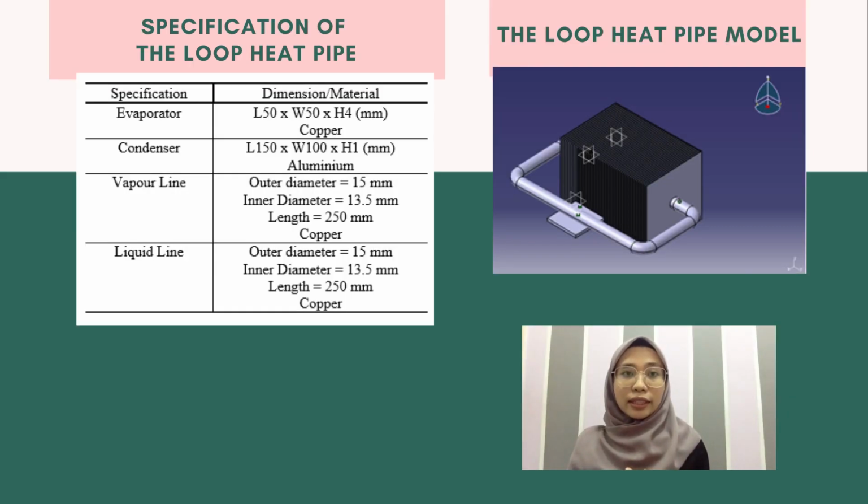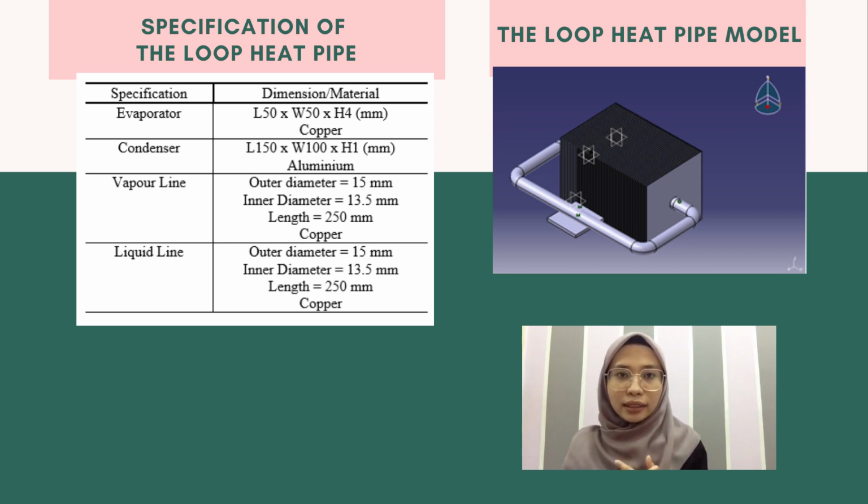So let's move to the interesting part, which is the mathematical modeling of the loop heat pipe. The table shows the specification of the loop heat pipe, and the figure shows the model of the loop heat pipe using CATIA. For the specification, we have four component parts: evaporator, condenser, vapor line, and liquid line. For the evaporator, the length is 50 mm, the width is 50 mm, and the height is 4 mm. The material used is copper.